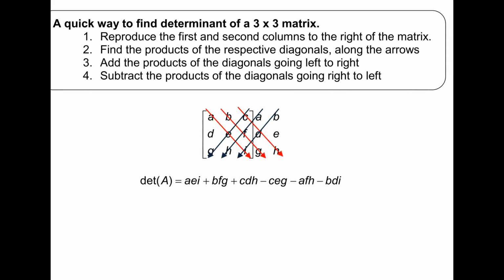Alright, so a quick way to find the determinant of a 3x3 matrix. Reproduce the first and second columns to the right of the matrix. Find the product of the respective diagonals along the rows. Here's the 3 that are positive. So these 3 are the positive ones, and then of course you have the negative going back. So you're going to take AEI plus BFG plus CDH minus CEG minus AFH minus BDF. So this literally gives you the same thing as what was up above.